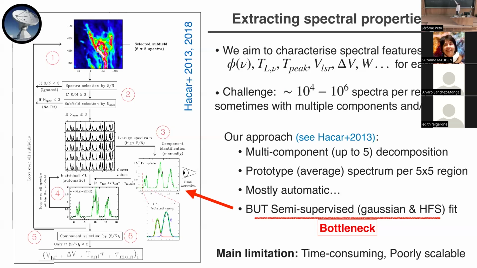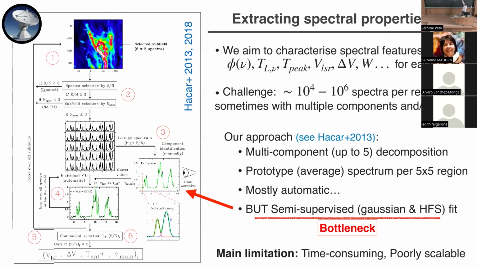So this is the workflow that we have. The idea is to parameterize basically the cube. We don't want to play with the cube by itself. We want to parameterize the cube and then work with that. So we want the line profiles, the line widths, the velocity of the lines, and so on. And we want to do it with thousands of spectra.